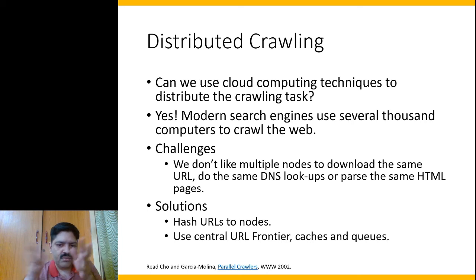So we need to ensure that not some nodes are overly busy and some nodes are idle. So another idea is to use a central URL frontier. Caches and queues, all these things are central, but just the fetching task is distributed to the mappers if you are using a Hadoop kind of infrastructure. So that's another idea which simplifies the same thought process. More on this from Cho and Garcia-Molina in their paper Parallel Crawlers, which is worth reading.